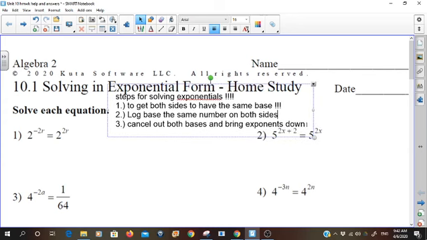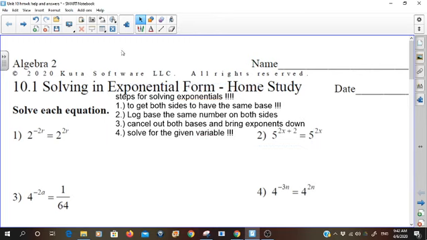And then finally step 3 would just be to go ahead and solve for the variable. Or step 4, sorry, would be to solve for the given variable. Cool. So let's give that a try and see if we can show you how to do that here.